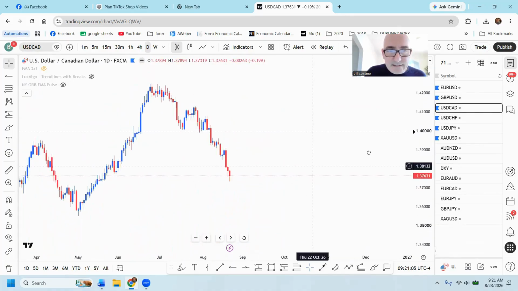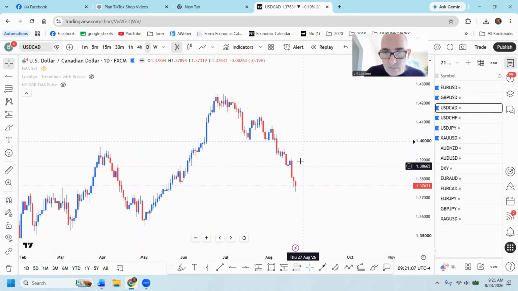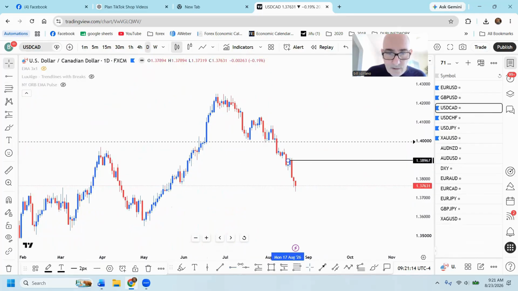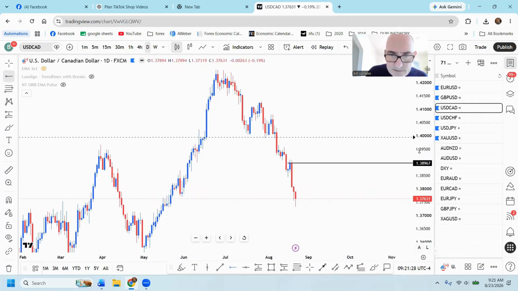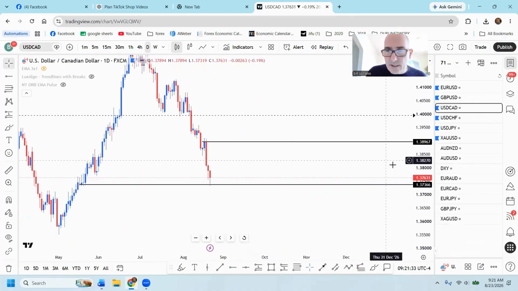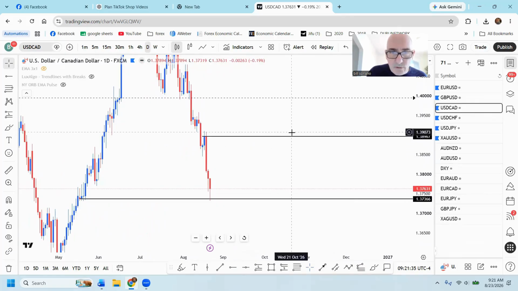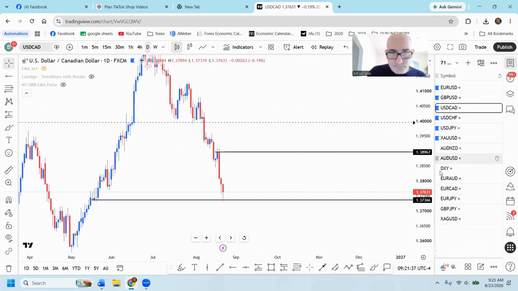USD CAD is next. We're going to go over here. We're going to go up here now. This is going to be our high. It's going to be right here. And our low is going to be right down here. Okay, we're not going to use this one because price was already in that area. Well, let me see. Okay, we kind of have to use that one. So this has a more narrow daily range high and low.